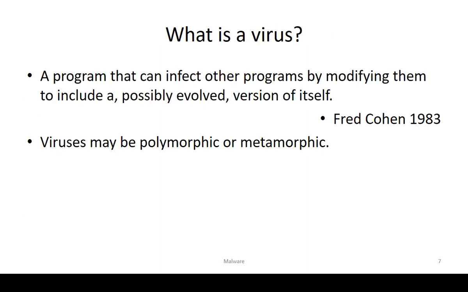What is a virus? A virus is a program that can infect other programs by modifying them to include a possibly evolved version of itself. Now, viruses can be polymorphic or metamorphic. Polymorphic viruses will use a polymorphic engine to mutate or change while keeping the original algorithm intact. Metamorphic viruses, on the other hand, change their form after each infection.